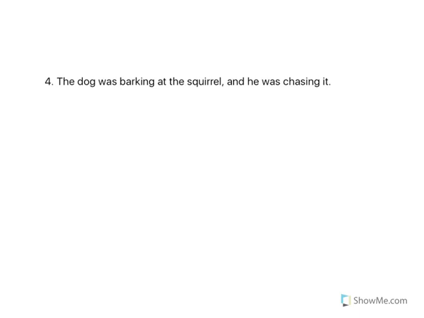So our fourth sentence says, the dog was barking at the squirrel and he was chasing it. This sounds rather familiar, doesn't it? So our subject here for this clause is dog. Dog was what? Dog was barking. So it's going to be basically the same here. We know the is an article adjective. And at the squirrel is a prepositional phrase.